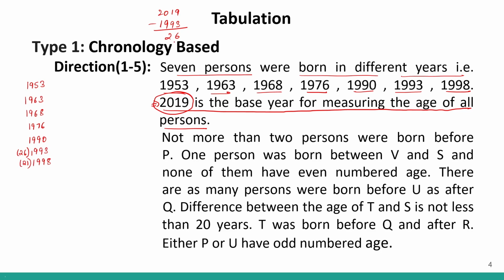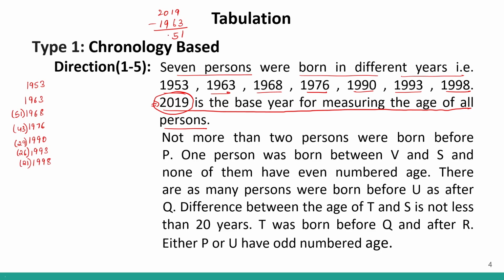Okay? If I have to subtract 1990 next, so 1990 will be 29 years of age. Correct? Then 76. So I will get 3 here, and over here I'll get 4. So the next person's age will be 43 as of 2019. Then 1968. So 1968 I will get 1, and over here I will get 5. So the next person's age will be 51 as of 2019.